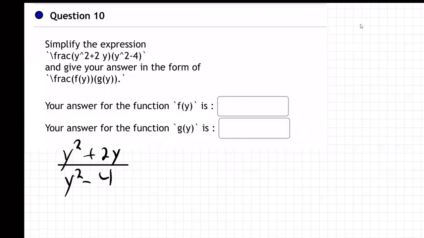Okay, so on this question, they want us to simplify this expression. And we can't just cancel these y squareds. Why not? Because we have adding, subtracting. So you can't cancel. I can just prove it real quick.